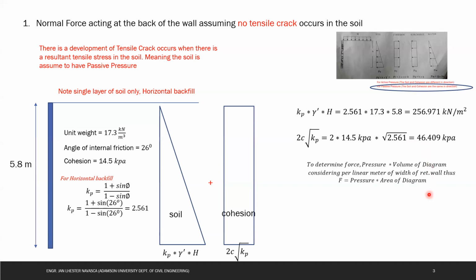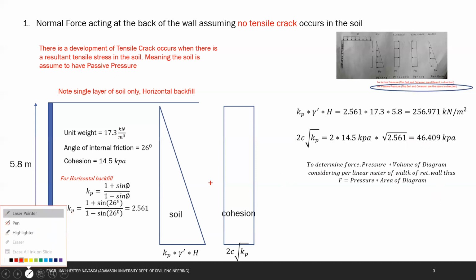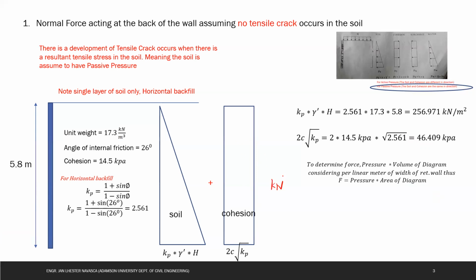Okay, so to determine the force, again, pressure is equal to the volume of the diagram, considering per linear meter of the width of the retaining wall. So parang ganito yan, di ba? Ang force, anong unit ng force? The force is kilonewton, right? Then pressure is kilonewton per square meter.